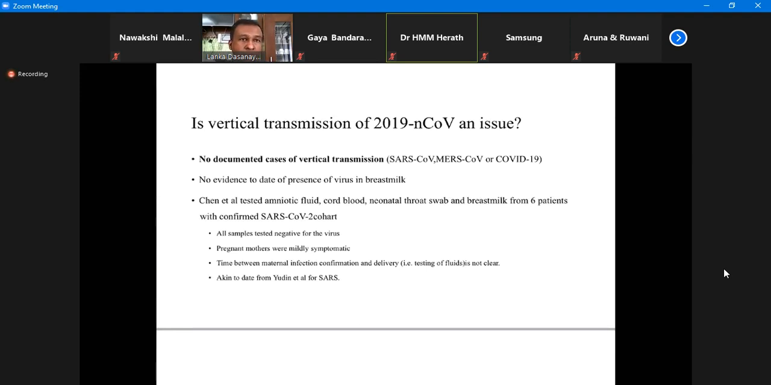So what about vertical transmission? There are no documented cases of vertical transmission up to now with SARS and other viruses as well as COVID, because in small case series they have checked the cord blood for the virus in newborn babies. They couldn't detect any virus in the newborn babies.